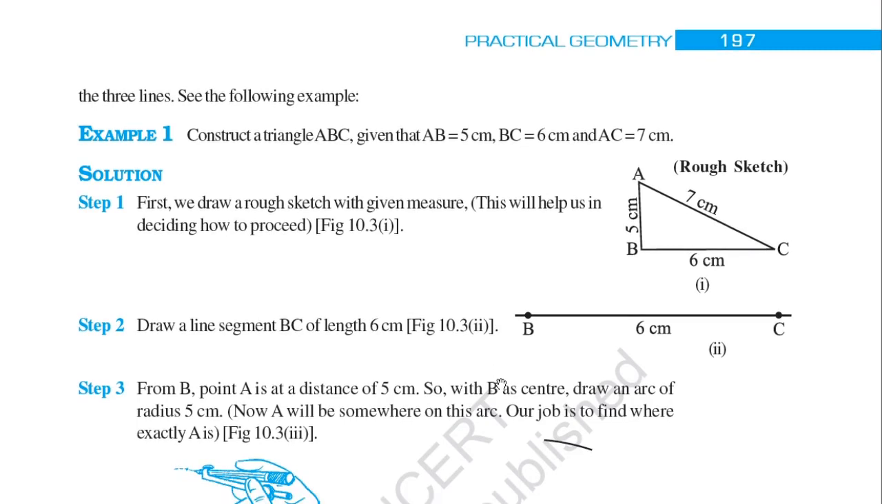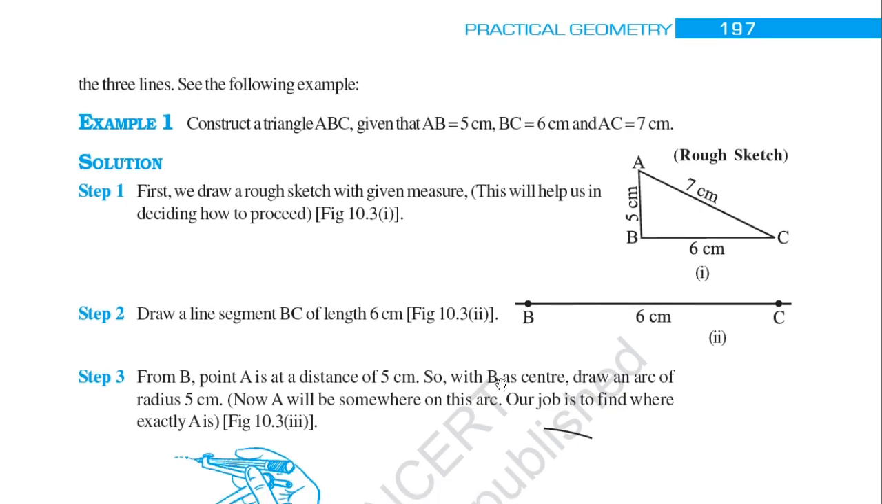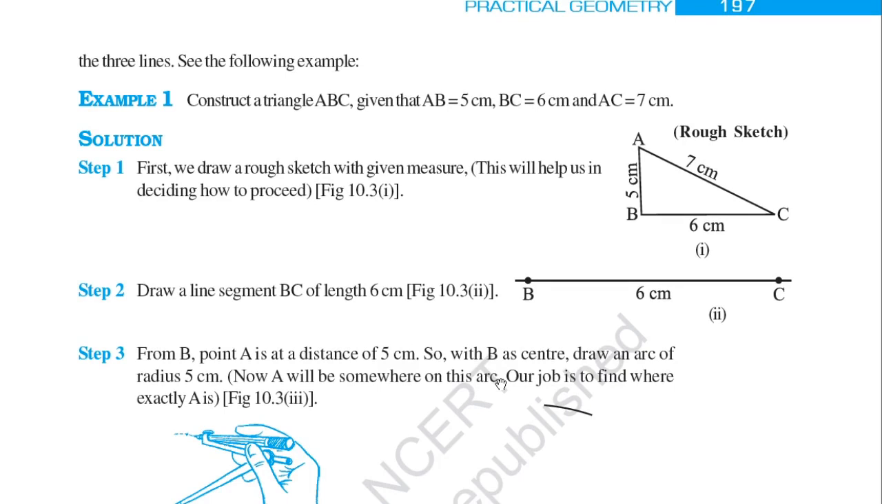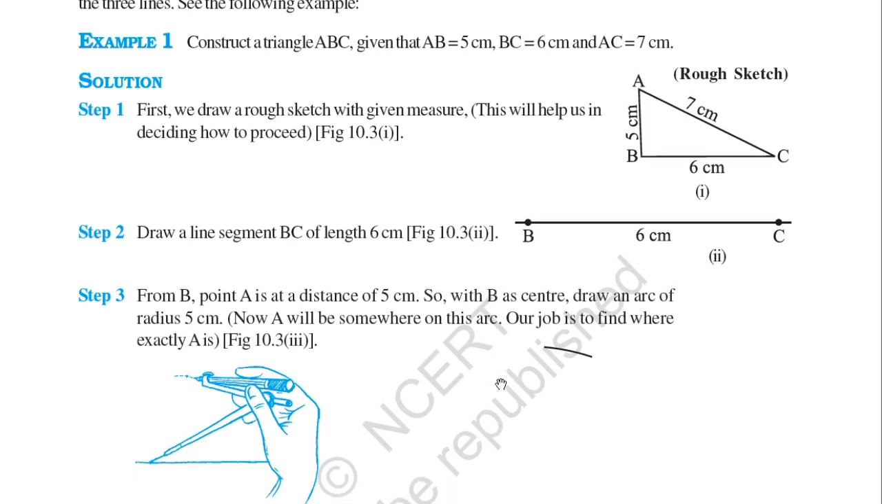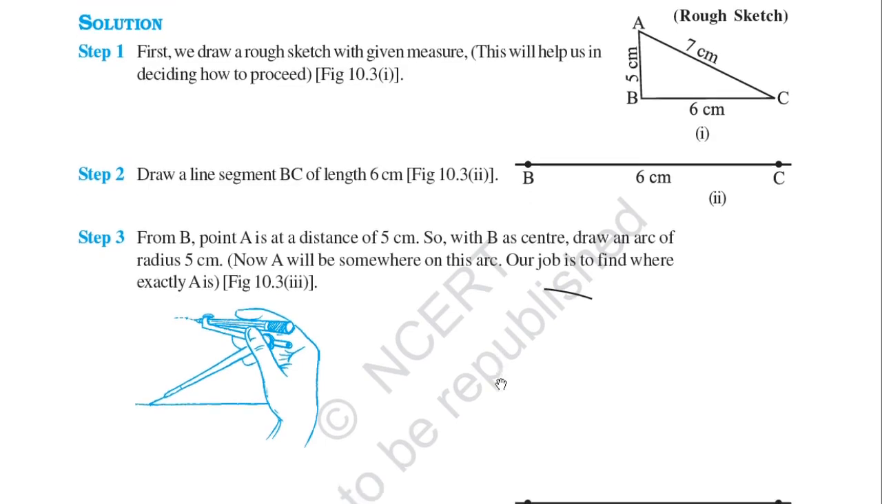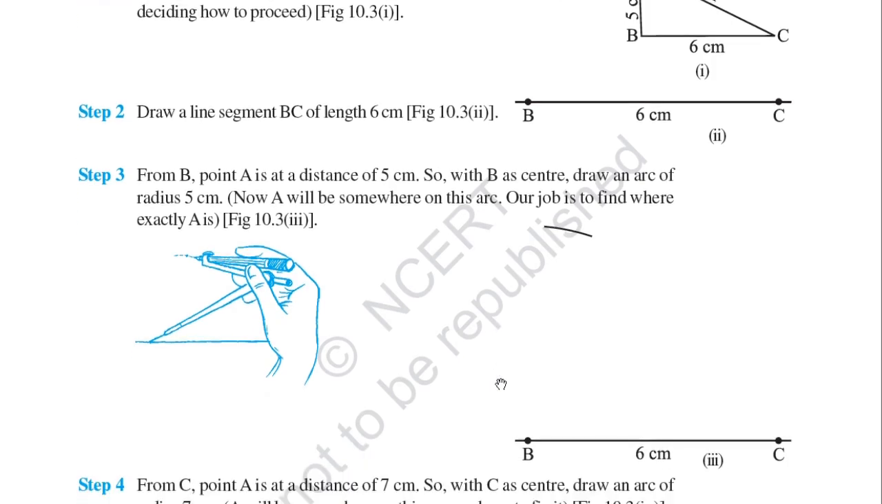So here is the solution. Step 1, first we draw a rough sketch with the given measures. This will help us in deciding how to proceed. You can see it in figure 10.3.1. Step 2, draw a line segment BC of length 6 cm. Step 3, from B, point A is at a distance of 5 cm, so with B as center, draw an arc of radius 5 cm. Now A will be somewhere on the arc. Our job is to find exactly where A is. You can see the arc here in figure 10.3.